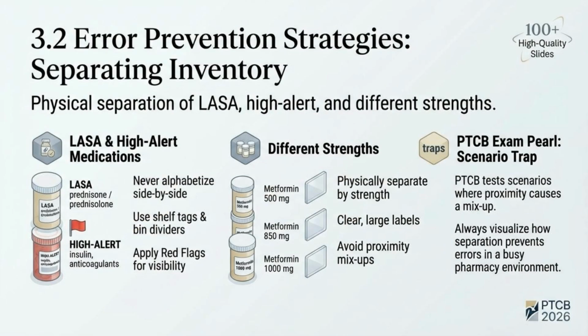Physical separation of inventory is another critical error prevention strategy. Never alphabetize LASA or high-alert medications side by side. Also, physically separate different strengths of the same medication and use clear labels to avoid proximity mix-ups.